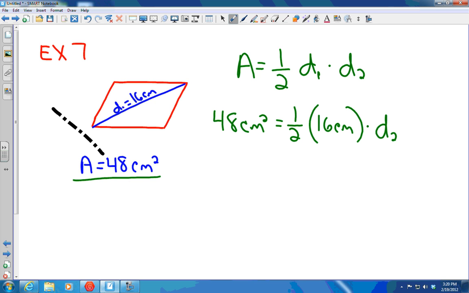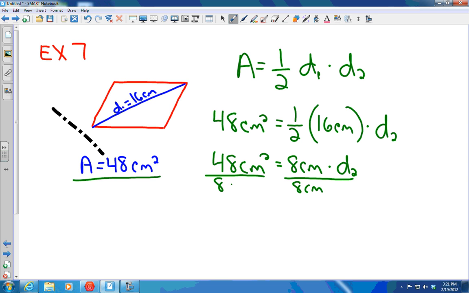Let's see, 1/2 of 16 centimeters is 8 centimeters. And then if I divide both sides by 8 centimeters, then I know that diagonal 2 is 48 divided by 8, which is 6. Centimeters divided by centimeters squared is just centimeters. So diagonal 2 is 6 centimeters.